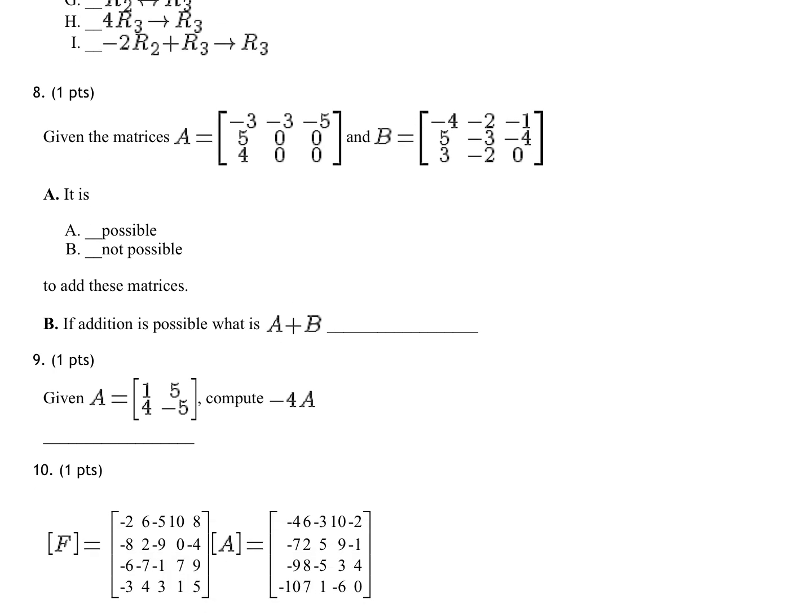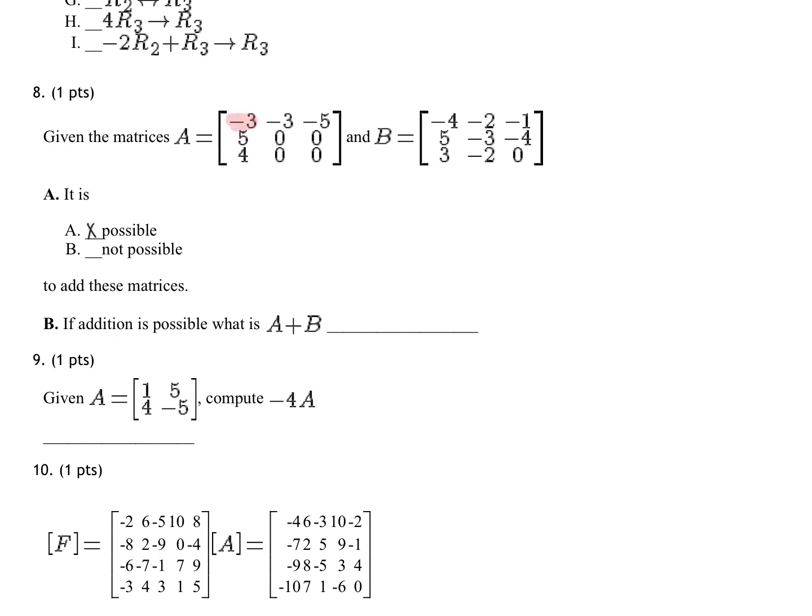Number 8, given the matrices A and B, they want to know if it's possible to add these matrices. So in order to add, they have to be the same size. These are both 3 by 3 matrices, so it is possible. And part B is just to add them. So remember, you're just adding the like entries.